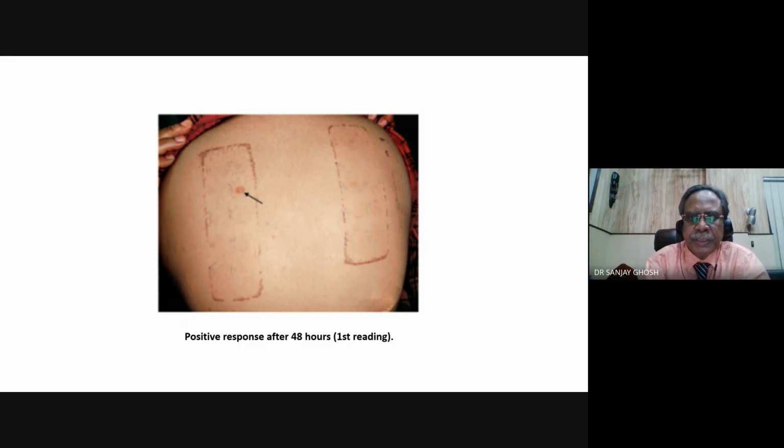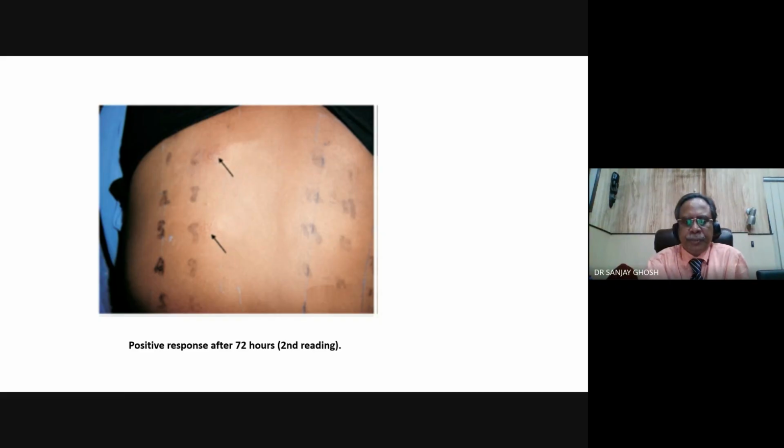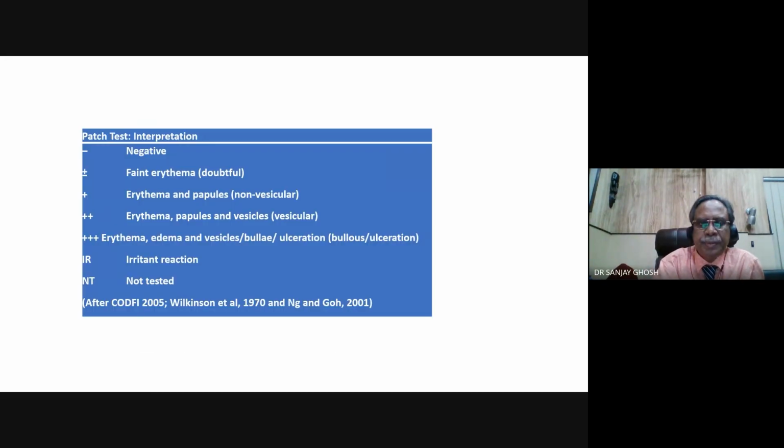This is a positive response after 48 hours. The second reading could be at 72 or 96 hours. But sometimes, if you suspect neomycin allergy or corticosteroid allergy, you should be even more careful, and you have to read it even as late as after 7 days. This is the positive response after 72 hours.